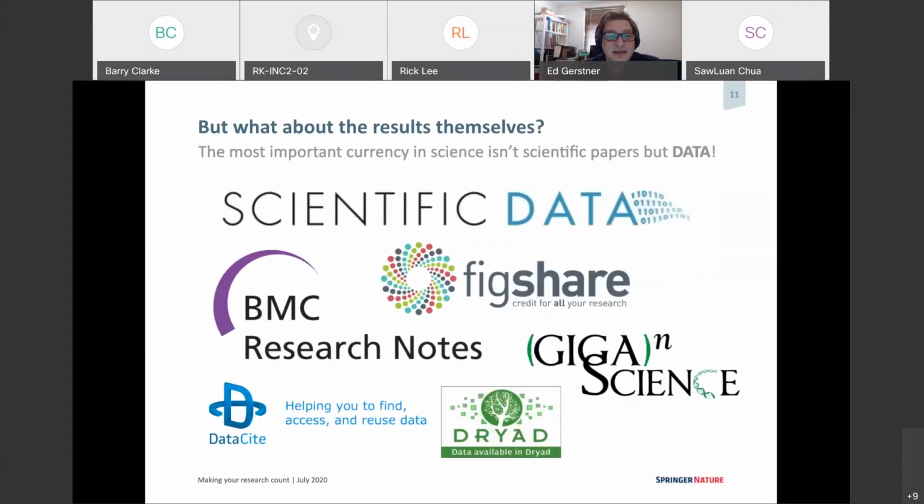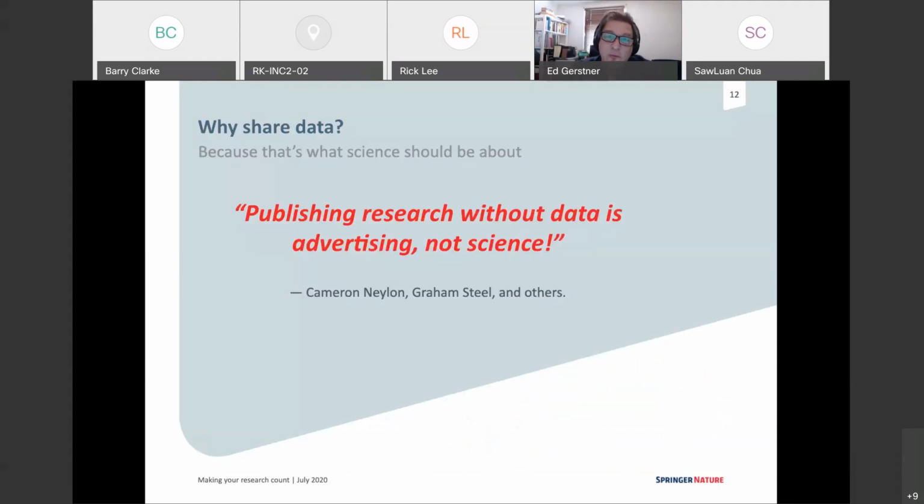But what about the results themselves? It's important to share papers widely, but what about data? The data themselves are arguably just as important as papers, arguably more important. And that's indeed what we feel that science should be about, because publishing research without data is basically advertising. It's not really science. Science exists in the results themselves, and other researchers need to be able to scrutinize those results and use those results in order to reproduce those results.